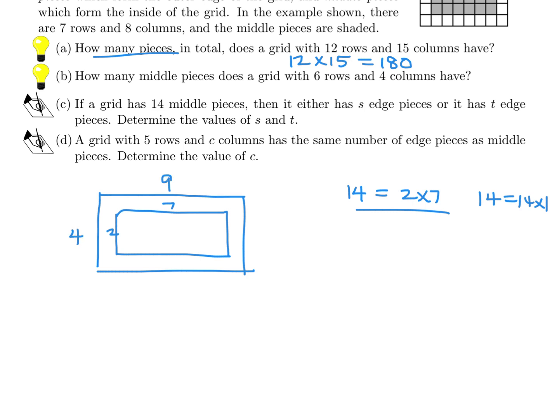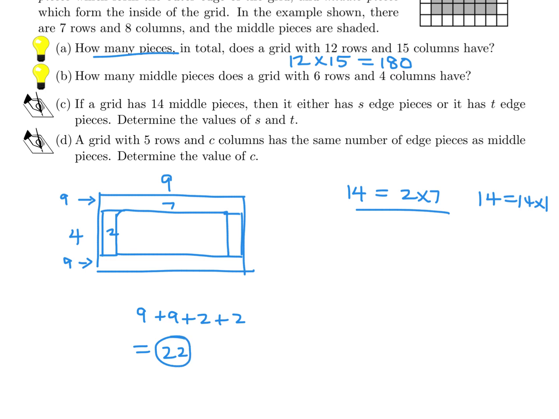And what are they asking for? Edge pieces. So edge pieces would mean this would be 9. This would be 9. And then this part here, that would be, I think, 2. And this would be 2 also. So it would be 9 plus 9 plus 2 plus 2, which is 22.